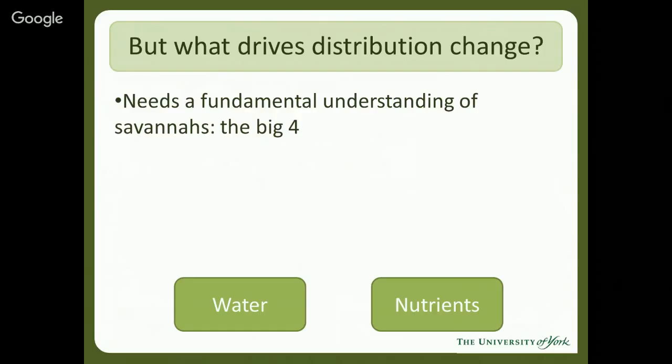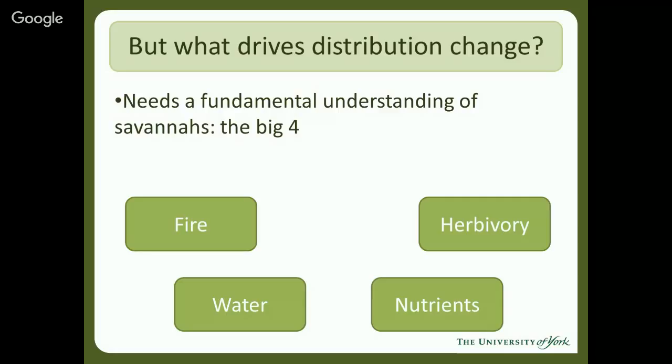And to understand what really drives distribution change, you have to then take a step back and say, let's understand something about the savannah. And I'm going to introduce you to the big four, which are the big four processes that shape savannas. At the bottom, we have water availability, so the rainfall and the soil capacity for holding that water, and the nutrient content that comes out of the rocks that underlie the soil or in the soil one way or another. That's the underlying thing. On top of that, we have herbivory and fire. These are the big four processes that shape savannas, and they all interact one way or another.